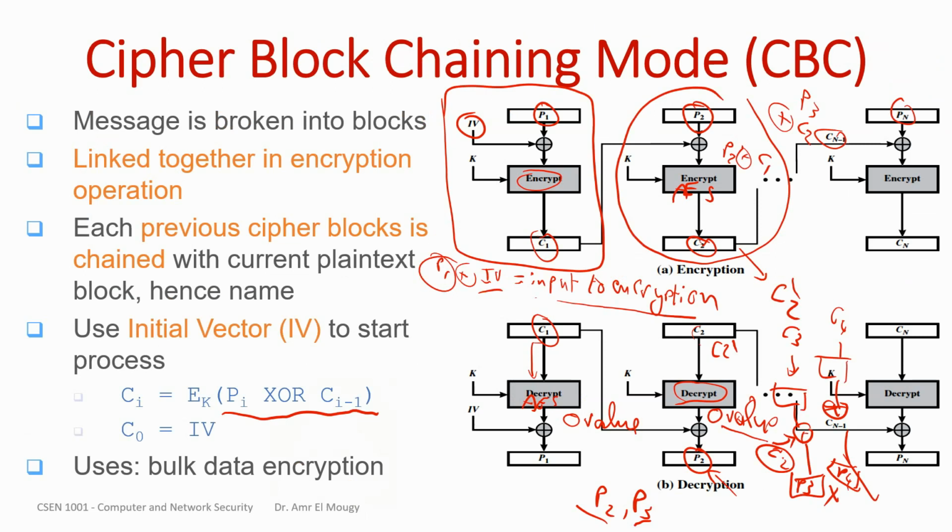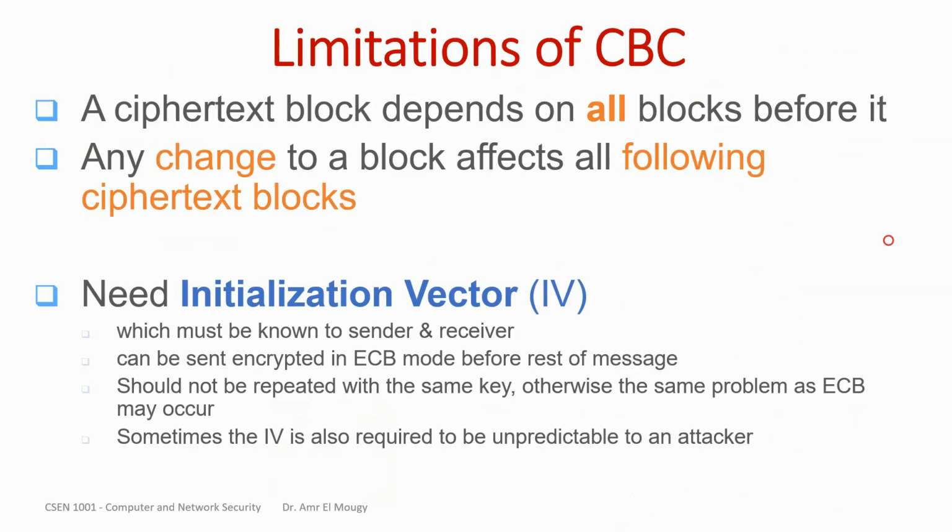Also, the cipher block chaining mode cannot be parallelized. You cannot decrypt C2 without decrypting C1, and you cannot decrypt C3 without decrypting the one before it, and so on. So the chaining leads to the fact that this cannot be parallelized. Okay.